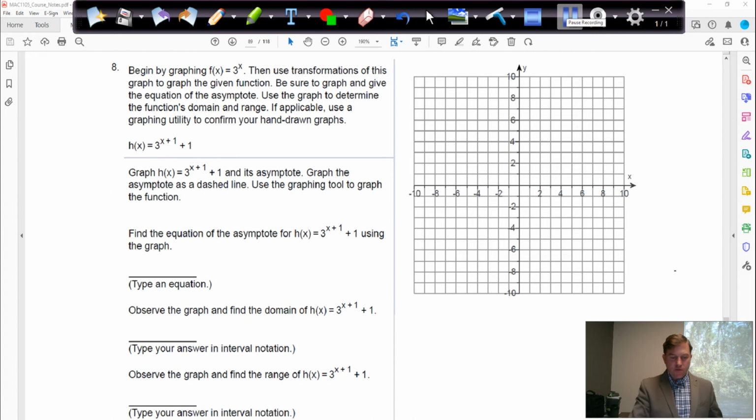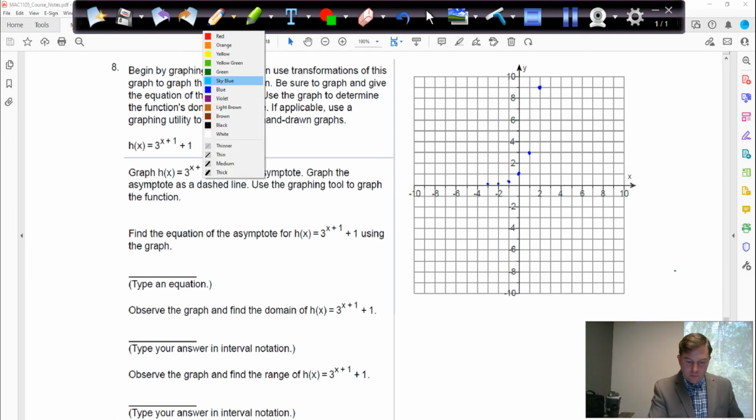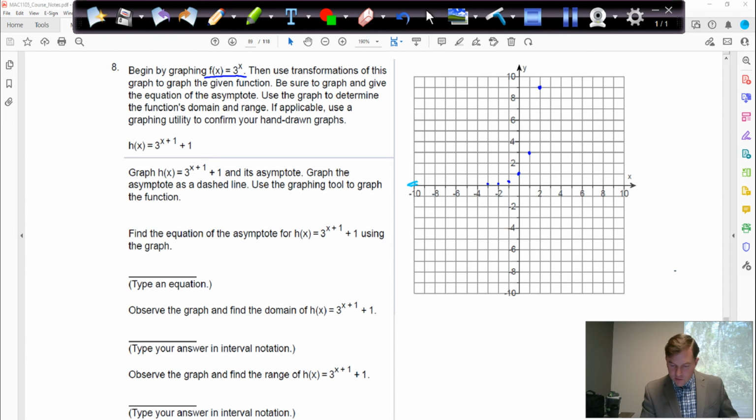Okay, problem 8 is very similar. So we have the base function of 3 to the x, and we can quickly sketch that. So when x was 0, we have 1. At x is 1, we have 3. When x is 2, it's up here at 9. And then it goes to 1/3, 1/9, 1 over 27. So borrow what we just did, flatten out at the x-axis, and go up like this. This is 3 to the x.